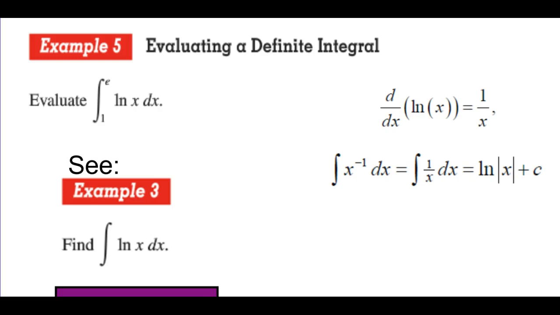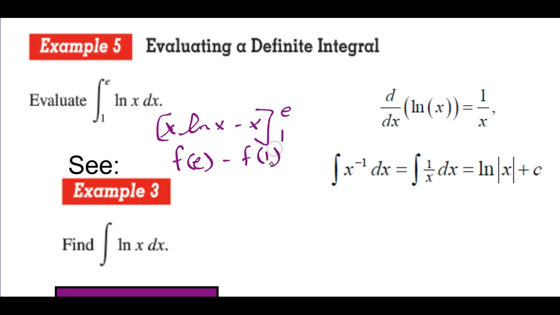Example number 5 looks exactly like example number 3. If we just skip to the answer for number 3, we had an indefinite integral, and now we have a definite integral, and it says just go ahead and evaluate that from 1 to e by doing the fundamental theorem of calculus. So evaluate the function at e, and then evaluate the function at 1. So a little bit of log rules here. e ln e minus e, that's all the f at e, and then the f of 1 would be 1 ln 1.